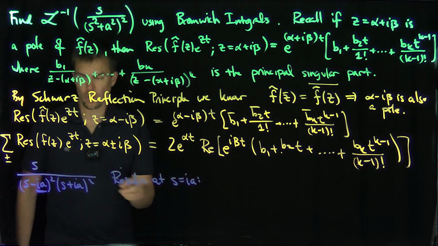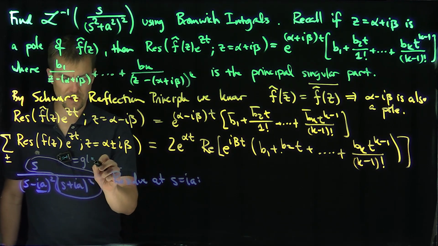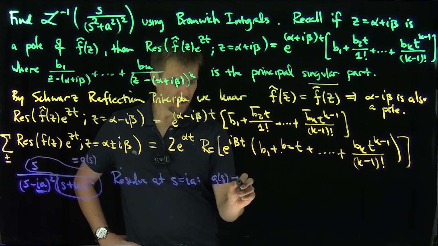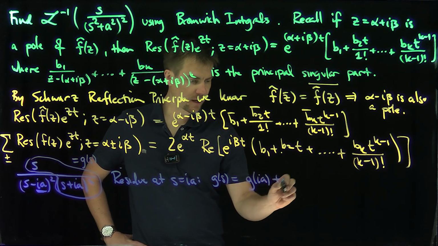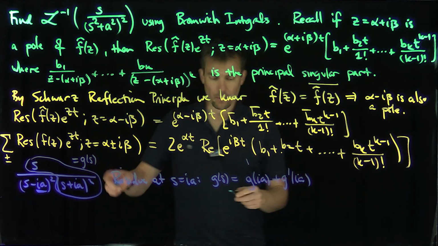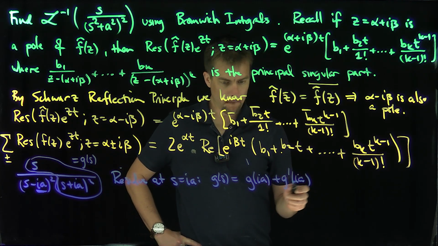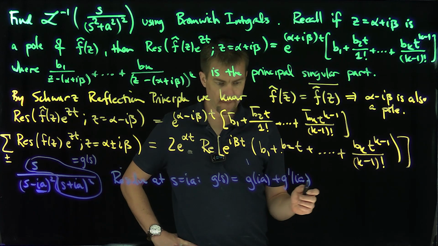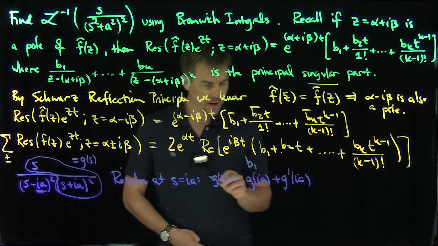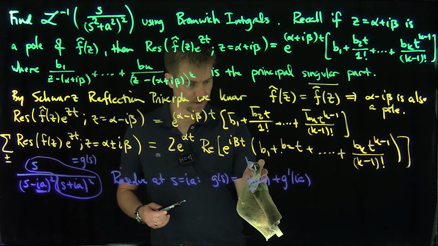How are we going to compute that? Well, I have to Taylor expand the rest of the function. Let's call that function g of s. So g of s is going to be g of ia plus g prime of ia times (s minus ia). That's my b1, that's my what? We'll find out what b1 and b2 are in a second. So g of ia is going to be the b1, and then g prime of ia, that's going to be the b2 actually, I'm sorry, not the b1.